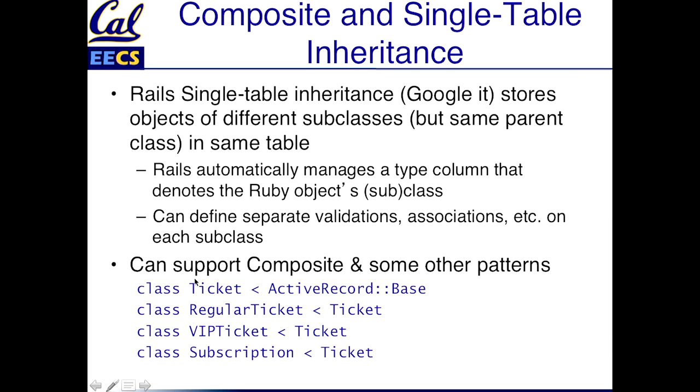So for example, in our case, we could have ticket as the main ActiveRecord base class. That's what the database table would be called. But when we create these subclasses, there will end up being a column in the database table that will take on one of these three values, depending on which subclass each object belongs to. So that allows us to implement things like the composite pattern pretty nicely, while still having a single database table, not having to manage multiple tables for the subclasses.